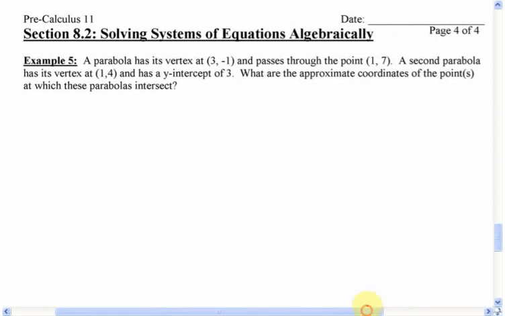This one reviews a lot of stuff from chapter 3. Remember that vertex form of a parabola? I'll write it out for you again. The equation of a parabola in vertex form.